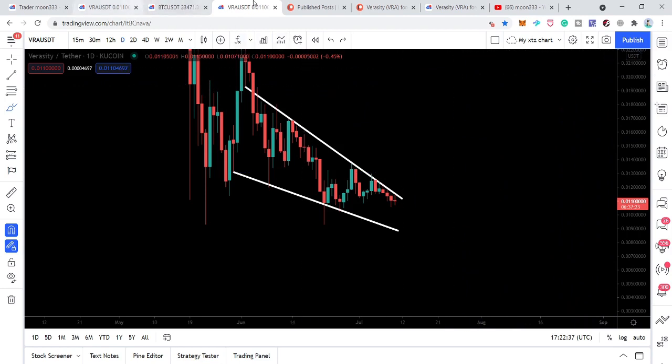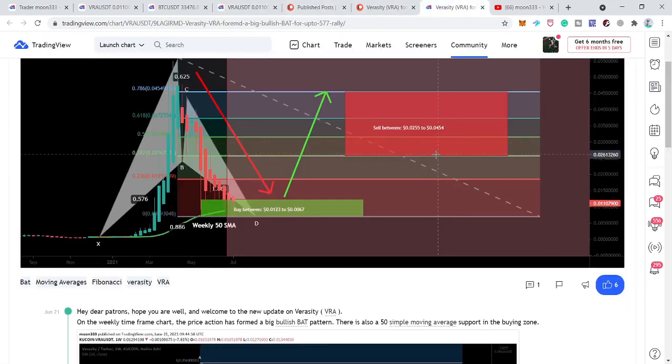That is our minimum target. As per the Fibonacci sequence of this bullish bat, it goes to 2.5 cents, a little bit more than that, and the maximum goes up to 4.5 cents. So this was the update so far.